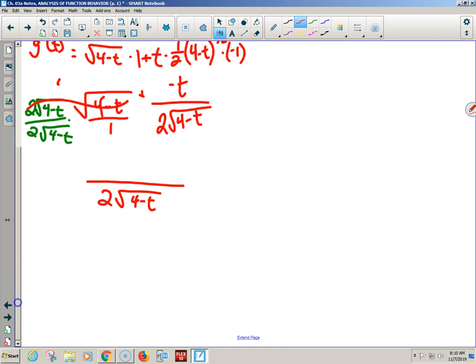Hey, a square root squared. Doesn't the square root go away? Is that good? Yeah. And then that's going to be 8 minus 2t minus 1t, 8 minus 3t. Is that the best form of the derivative? Yes. Why? Because it's a single fraction.